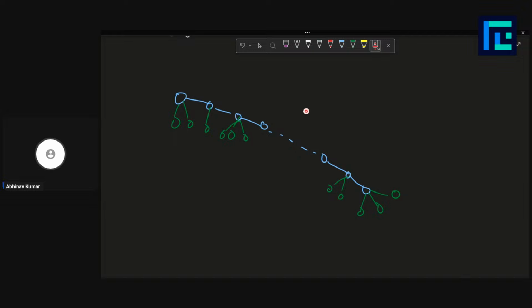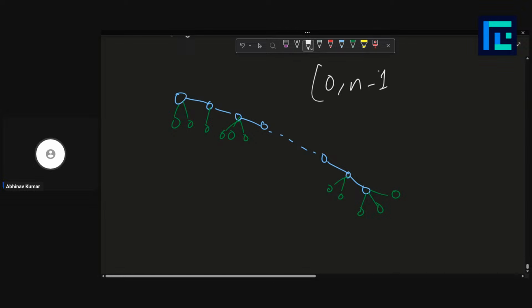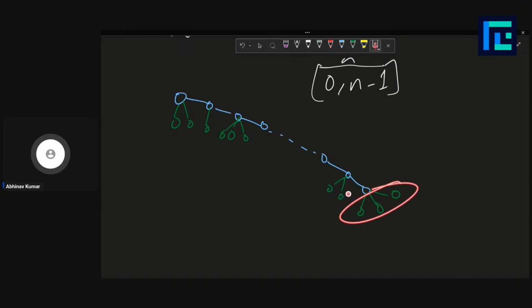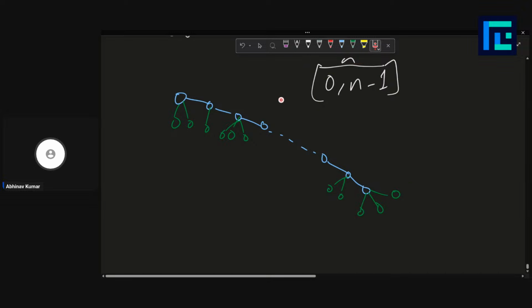So just think, let's start from the bottommost node. If you look at this node, for these three leaf nodes, you can assign any value from the range 0 to n minus 1. So there are a total of n available options. Let's say this node had 3 leaves. So for these 3 leaves, just assign any 3 values out of these n nodes.